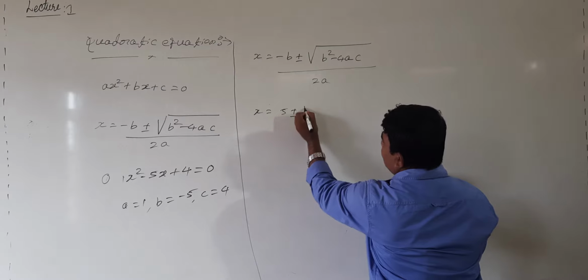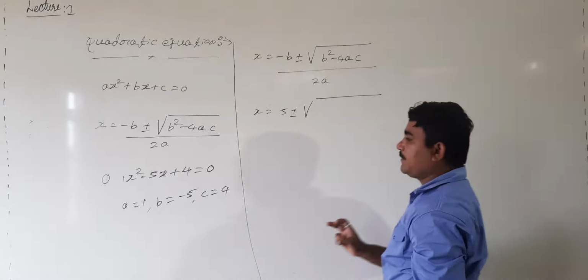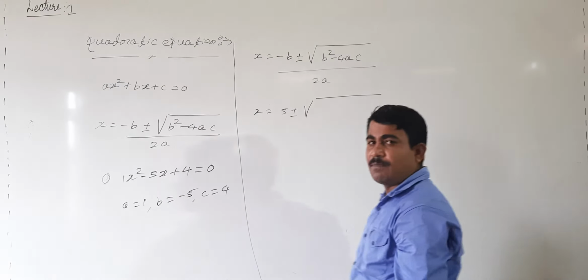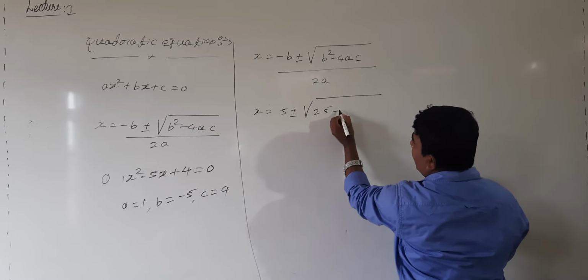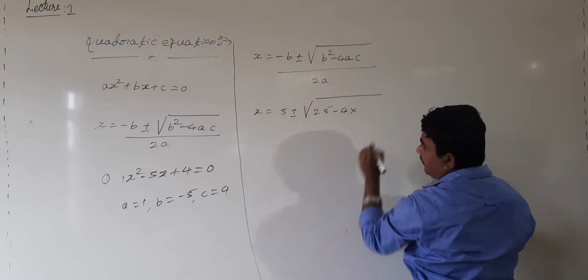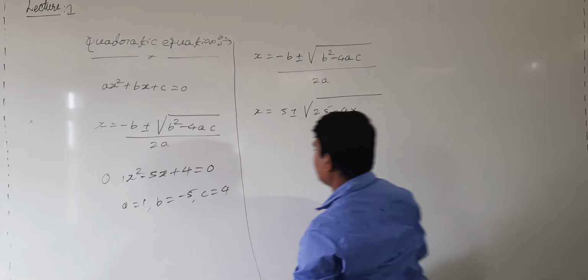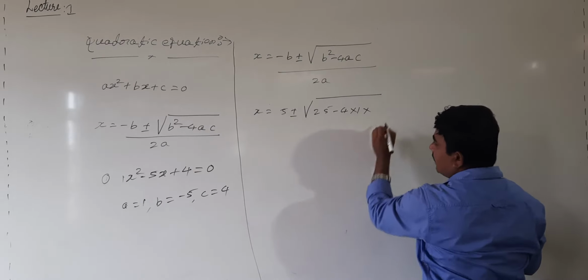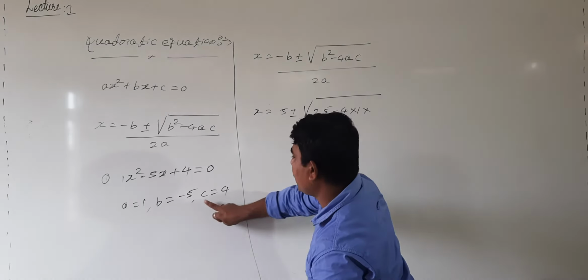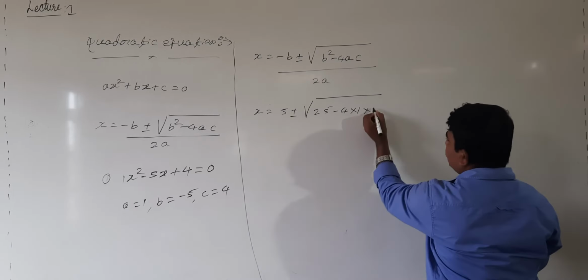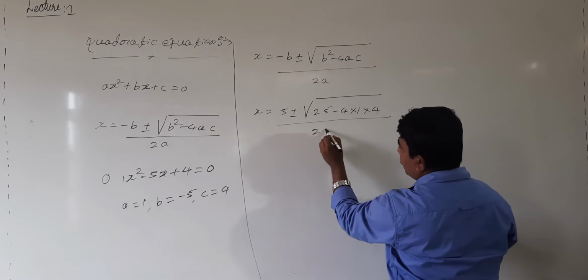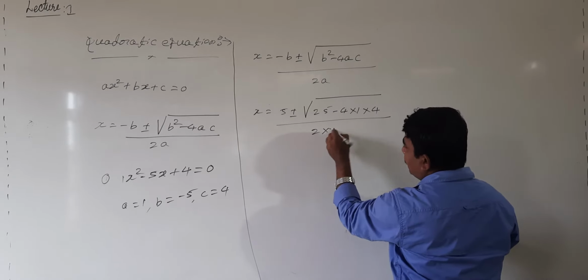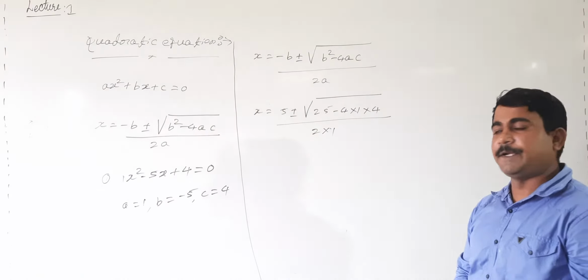Plus or minus under root of b square, what is b? b equal to minus 5, square, that is 25, minus 4 into a. a equal to 1. c equal to plus 4, right? Whole divided by 2 into a. a equal to 1, right?